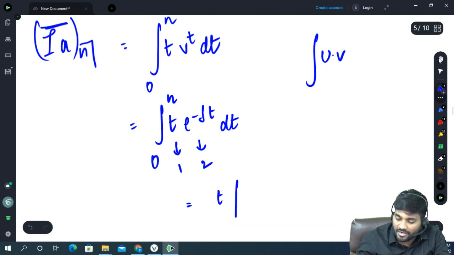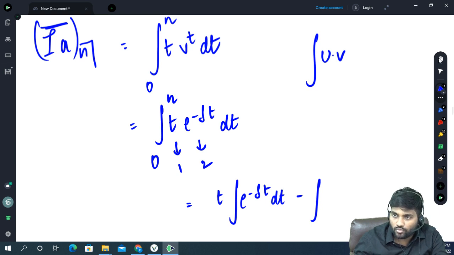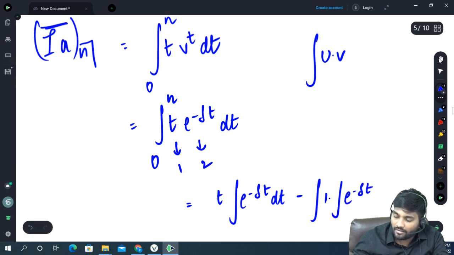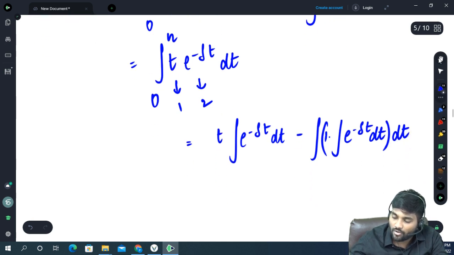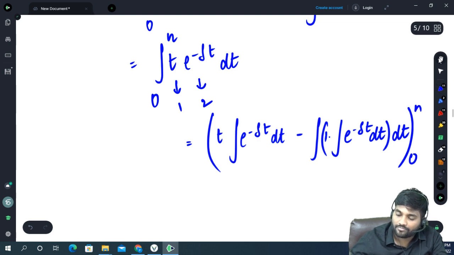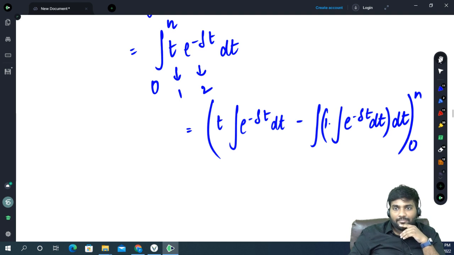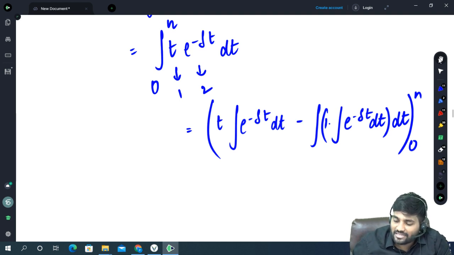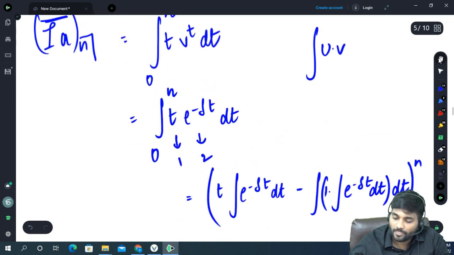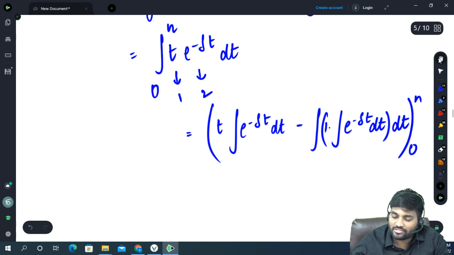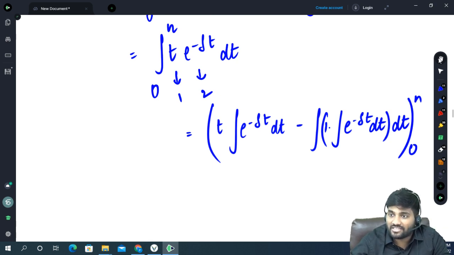U integration v dx minus integration of d by dt of u, because here it is dt. So d by dt of t is 1 into integration v dx. So this will be the answer. Now again we need to solve 0 to n. Check this out. And have we solved e to the power minus delta t dt? We have solved this. Copy this down and then I will solve it for you. In a bar n, we have solved this already. Check e to the power minus delta t.